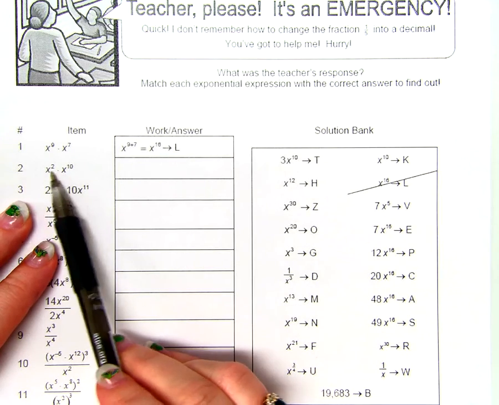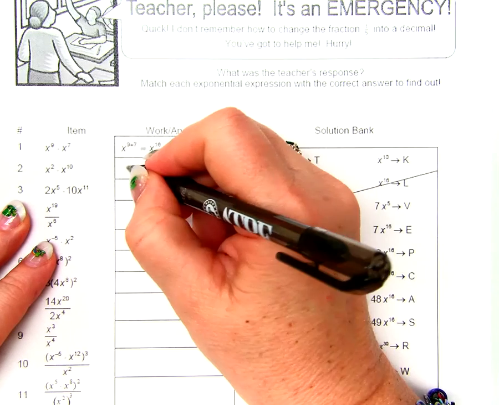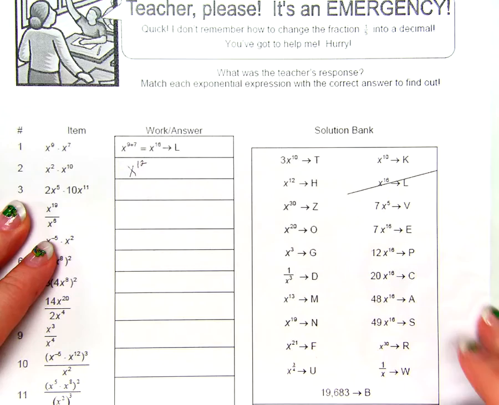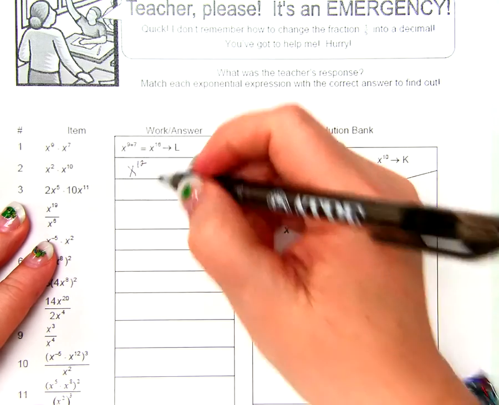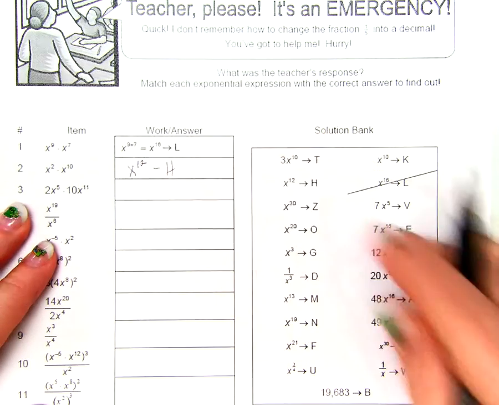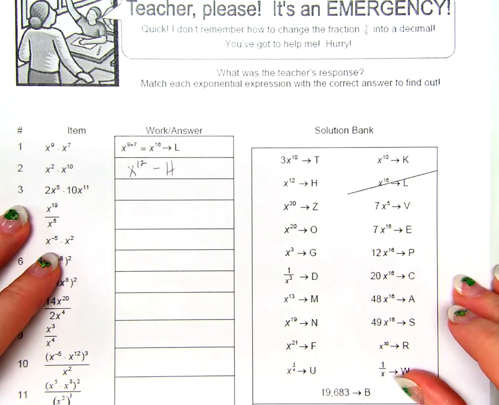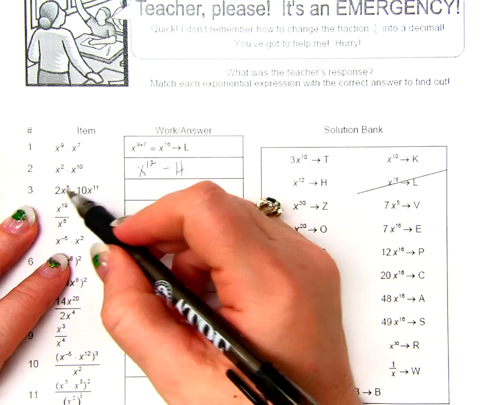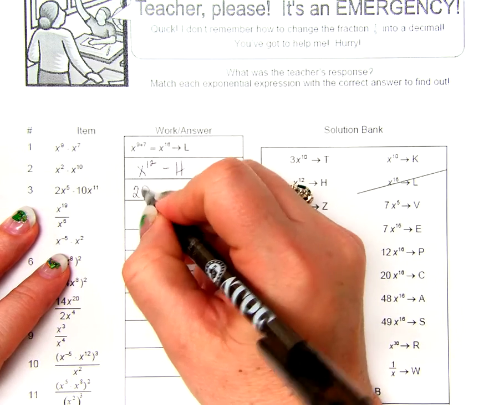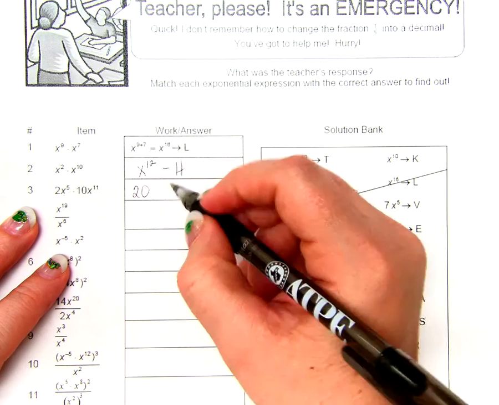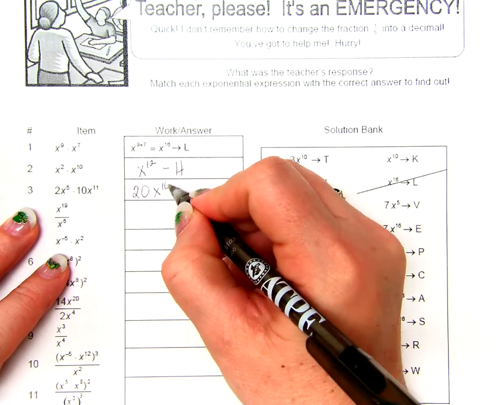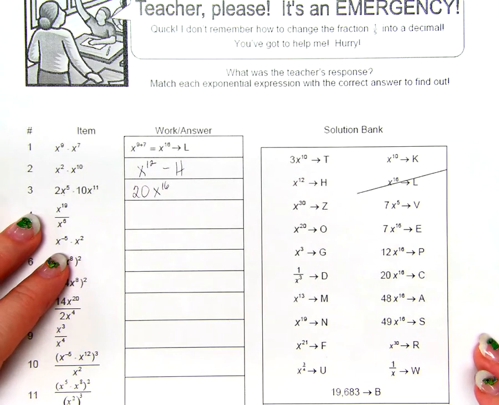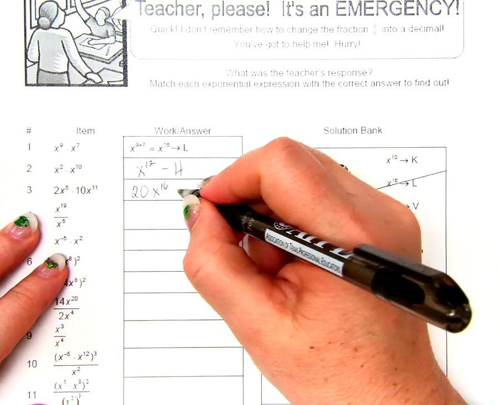Aren't we still multiplying like bases? So we should, x to the 12th, we should add the exponents, right? What letter is that, by the way? H. Okay, what did you get for 3? So we multiplied the numbers, right? So 20, and we're multiplying like bases again, so what do we do with the exponents? Add them. So 20x to the 16th. What letter is that? C.